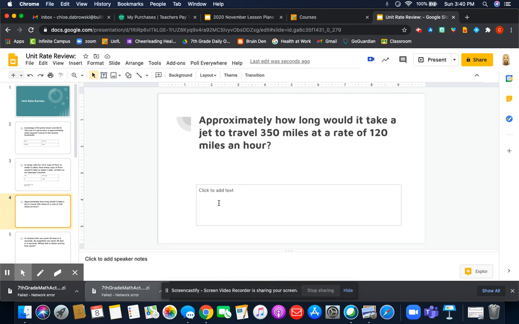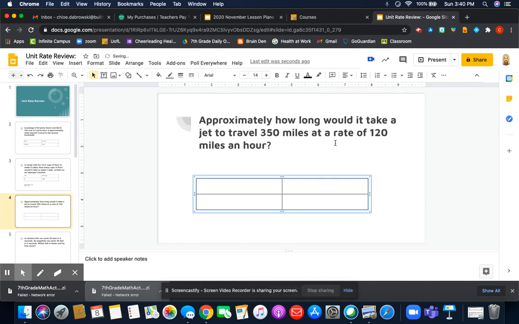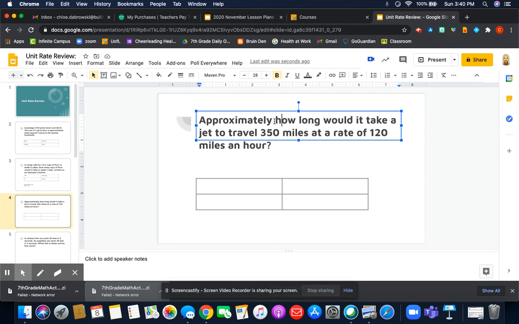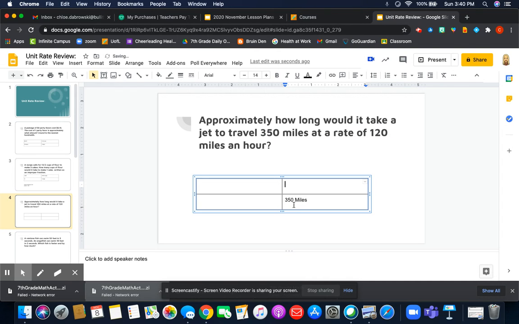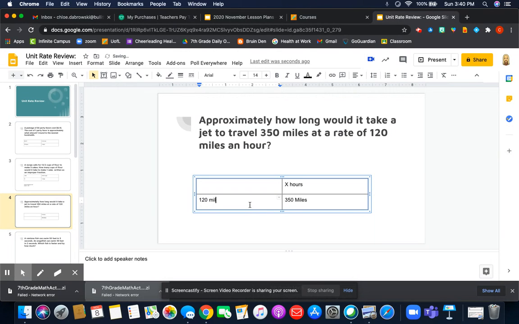Question 4 says approximately how long would it take a jet to travel 350 miles at a rate of 120 miles an hour? This one is a little different just because we're not looking for our unit rate. They already gave that to us. But still, we're going to look for what question they are asking. How long would it take us to travel 350 miles? If I go 350 miles, I want to know how many hours that is going to take. And still, we're looking at the rate that they give us. So we know we've already gone 120 miles, and that took 1 hour.